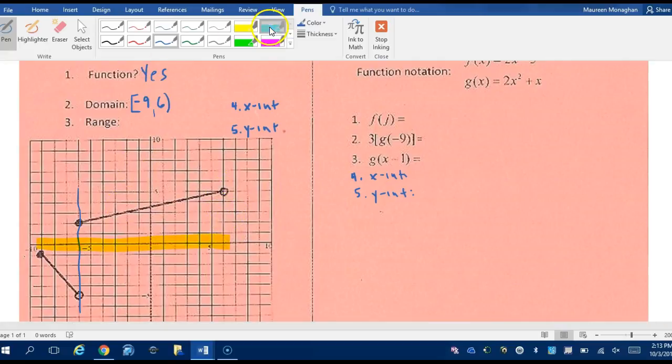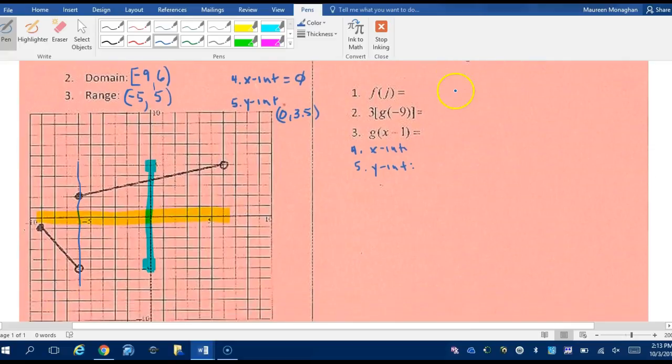The range, what's my highest point? Here, and it goes down to there. So I would say that is from -5, non-inclusive, so that's a parenthesis, up to 5. That one's non-inclusive either. Okay, x-intercept, where does it cross the x-axis? There is none. Nada. Y-intercept, 1, 2, 3, I don't know, 3.5. Y-intercept is (0, 3.5). Okay.